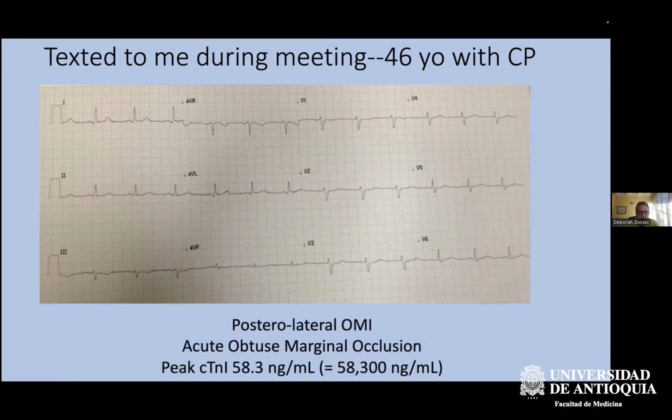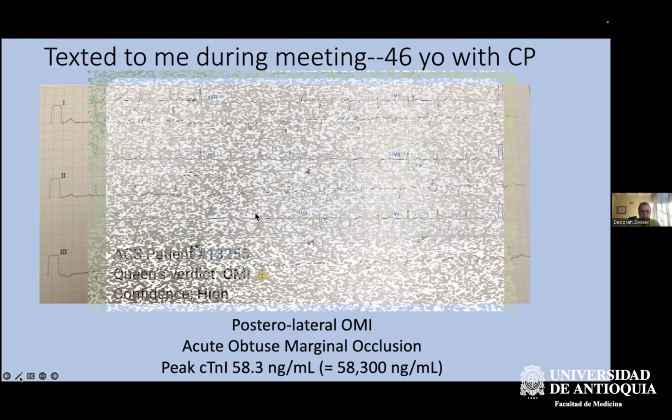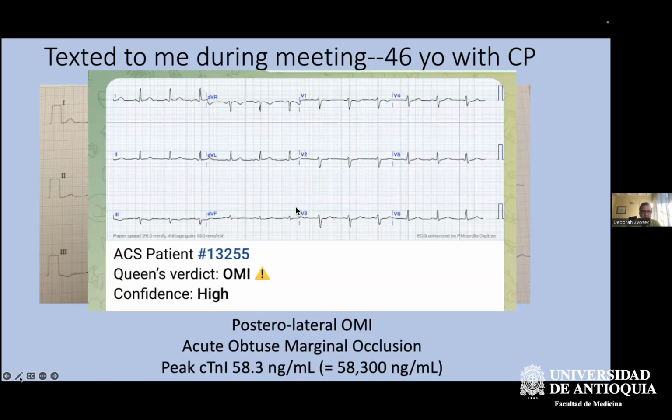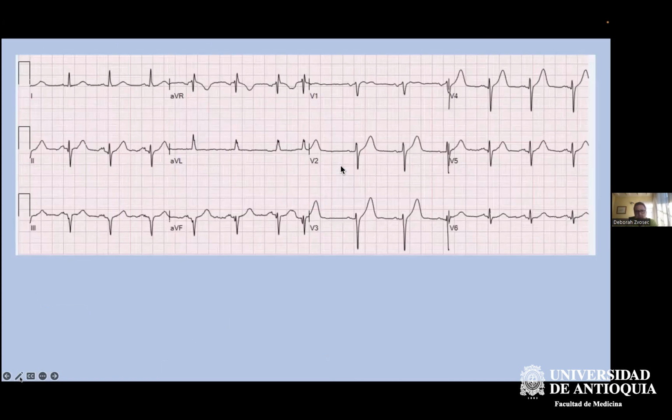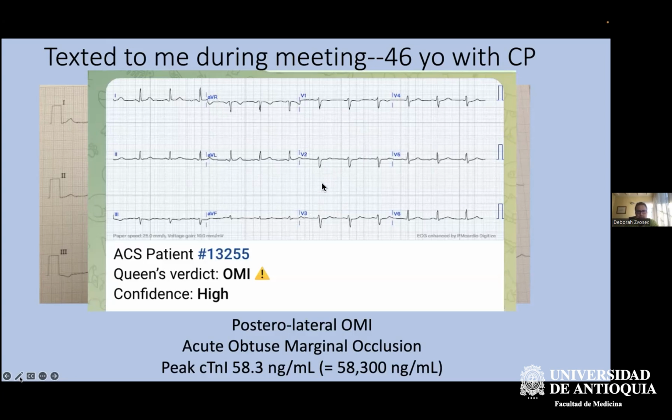And they did. It was a posterior lateral OMI with an obtuse marginal occlusion and a very high troponin. I sent this to the Queen of Hearts and she sees it, OMI with high confidence. And I don't have the explainability map on this one.